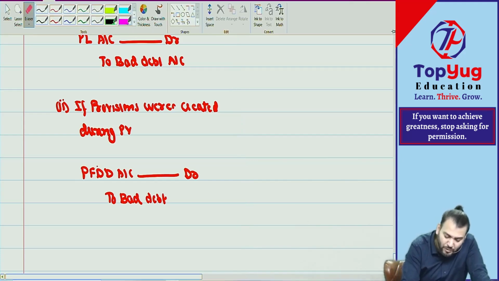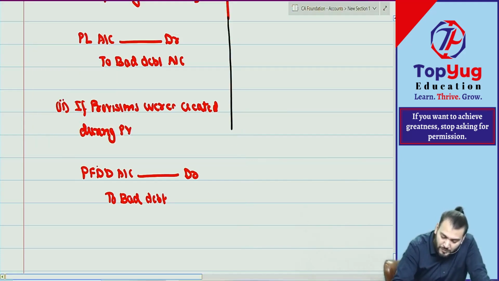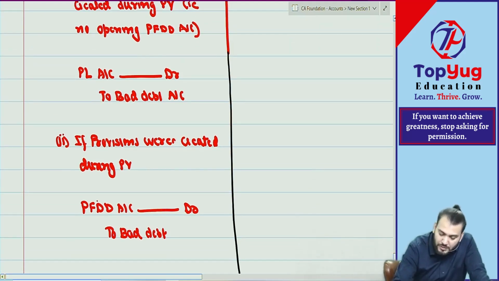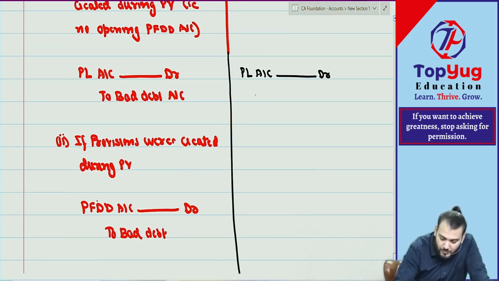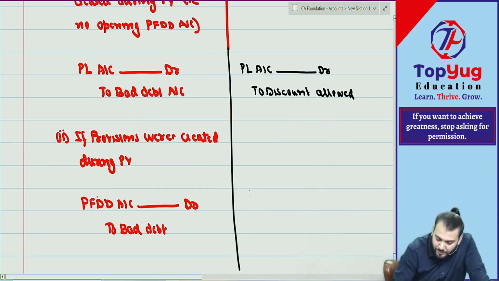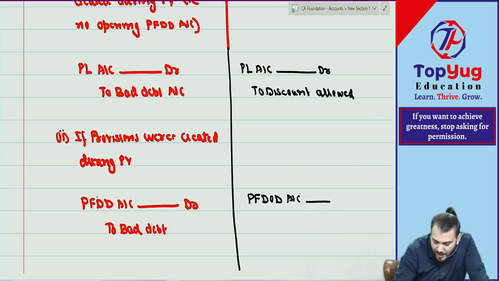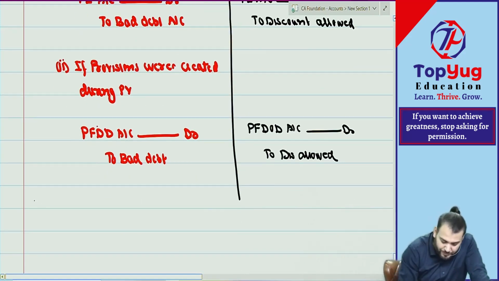Same thing is applicable for discount allowed also. So if there was no provision, then what journal entry? PL account debit to what? Discount allowed. Have you understood this point? Correct. And if provision was created, then what journal entry? Provision for discount on debtor account debit to what? Discount allowed account. Have you understood this point?